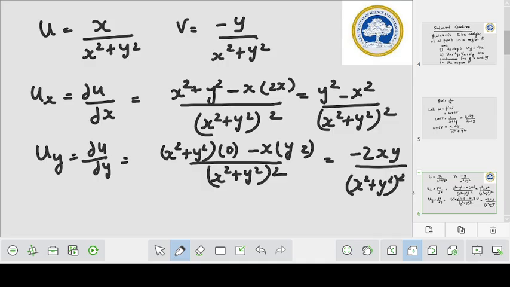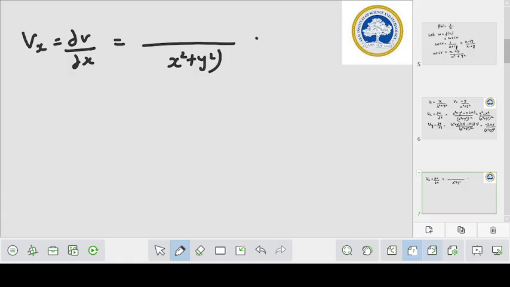So this is your ux and uy. Similarly you have to find out vx and vy. So what is vx? Vx is dou v by dou x. What is dou v by dou x? So here it is denominator squared, so x squared plus y squared the whole square, 0, and then plus 2xy, and vy, that is dou v by dou y.